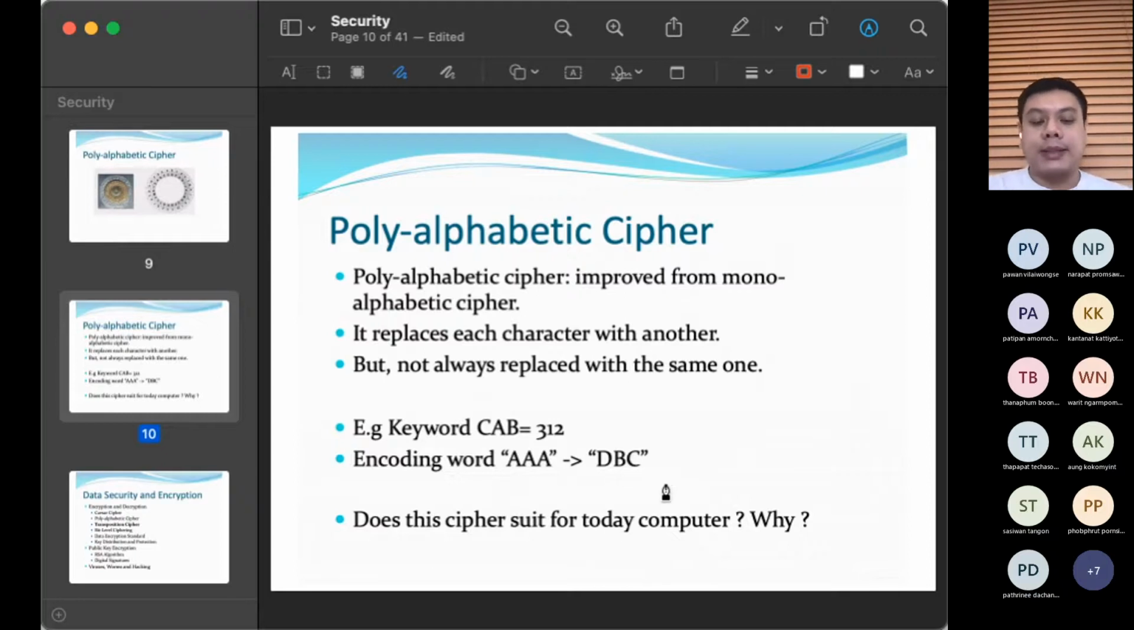So when the message becomes DBC, it was quite unbeatable at that time. Try to think how many combinations they could have. The keyword doesn't need to be only 3 characters, right? They could have more. It's a pretty good one. Caesar is still good.